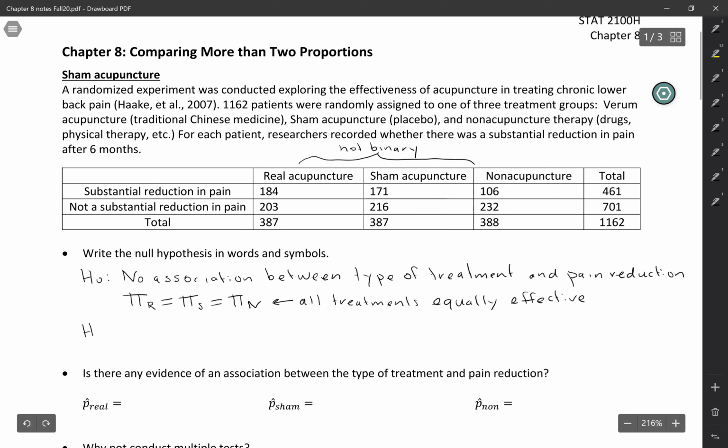The alternative hypothesis is just that there is an association. So we're doing all one test here, so we're not able to say specifically which of these treatments are different from each other, just that they're not all the same. So we write our alternative just as there is an association between type of treatment and pain, or if we want to write it in terms of pi, I would just write at least 1 pi, so at least one of those proportions is different from the others.